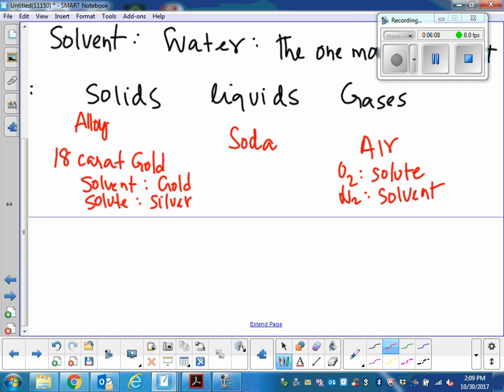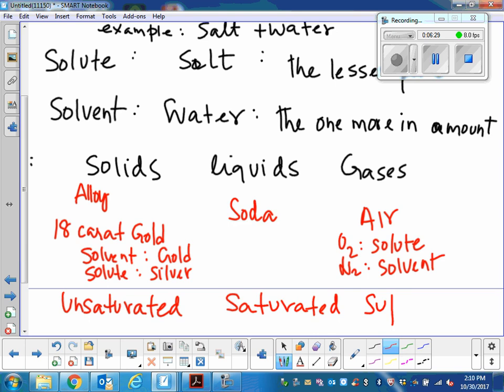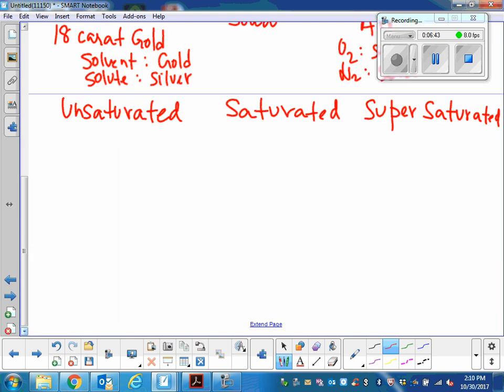I can make 3 types of solutions. What are the 3 types of solutions I can make with salt and water? This is important: I can make an unsaturated, a saturated, and a supersaturated solution. What is the difference between the 3? What is an unsaturated solution? What is a saturated solution? What is a supersaturated solution?